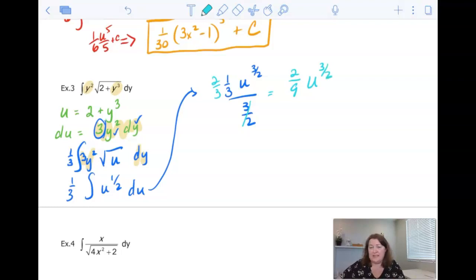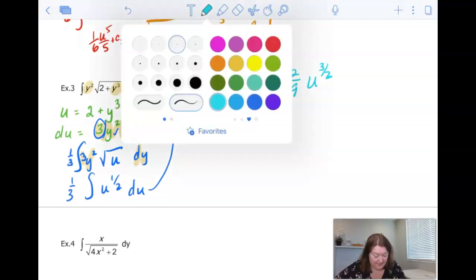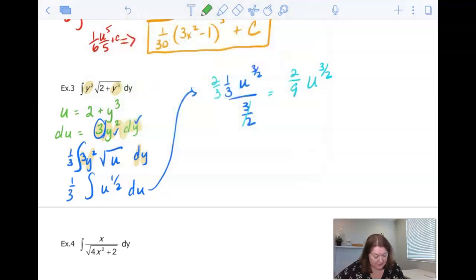Okay, now I want to go back to x's, right? Or y's. The original problem they gave me was in y's. So if I give them a u answer, they're like, I don't know what that means. I want it in y's. Come back to y's. So we're going to switch it back. Okay, so we're going to call it 2/9 parentheses 2 plus y to the third, to the 3/2 power, plus c. Okay, and that is totally accurate.